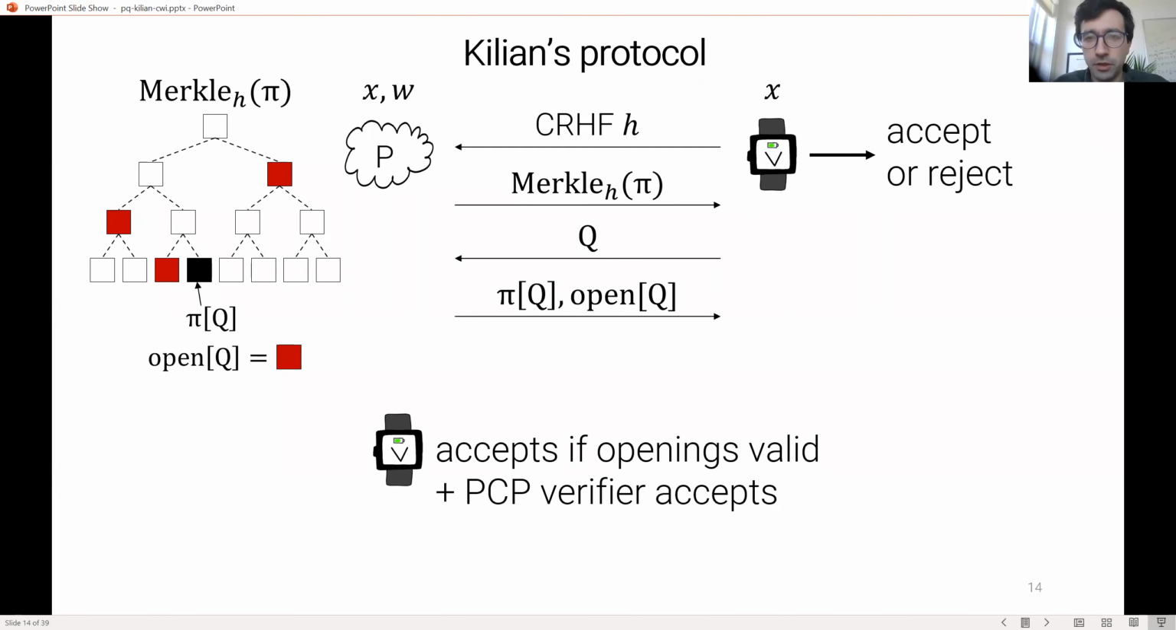Okay, so that was Killian's protocol. Are there any questions about that? I guess maybe if you've not seen it before, or you're not familiar with PCPs or Merkle trees or something, then it might be something. Nick.